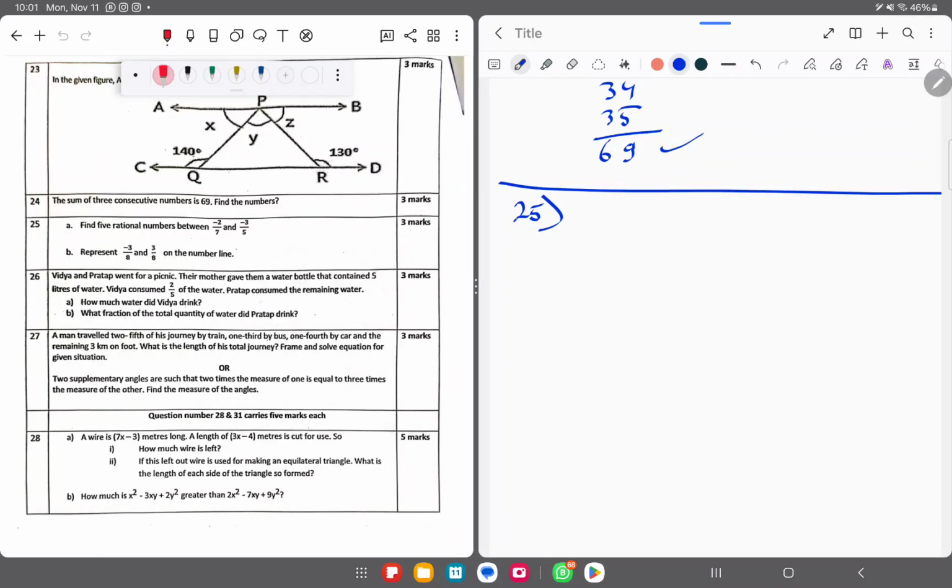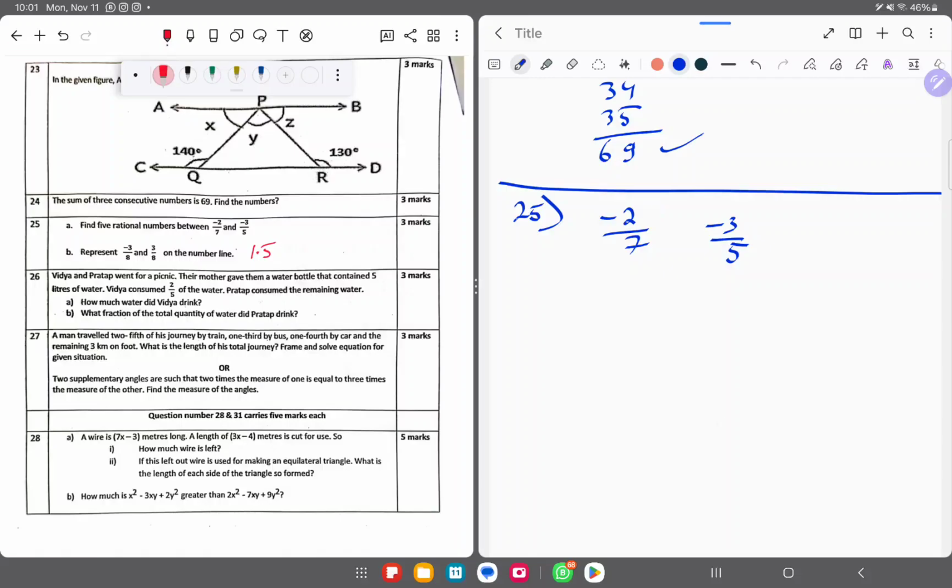25: find 5 rational numbers between minus 2 over 7 and minus 3 over 5. You didn't do anything. You only represented this, and she gave you a point and a half. No, you actually represented B, and she gave you 1.5 points. She didn't give you anything here. You didn't get any of the 1.5 points with A. You got the 1.5 points with B.